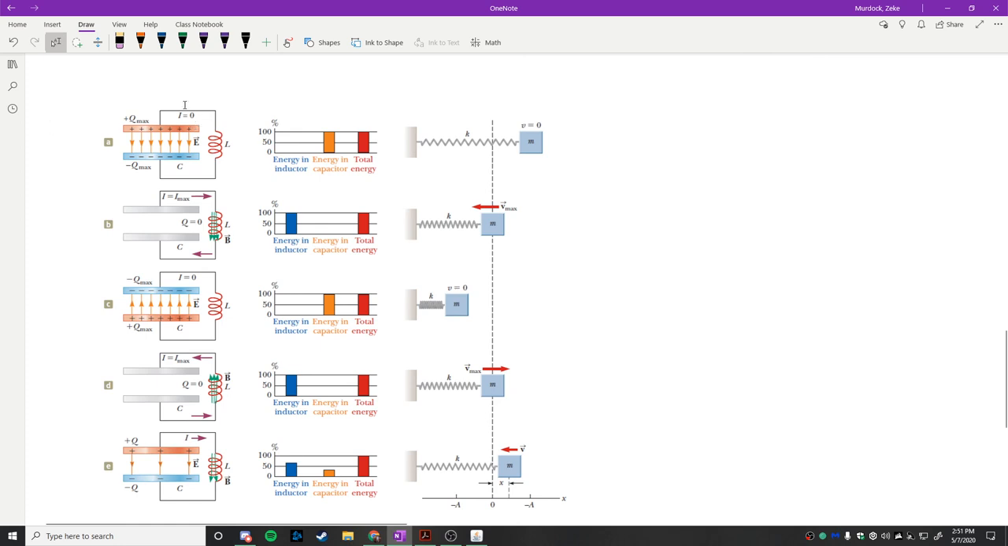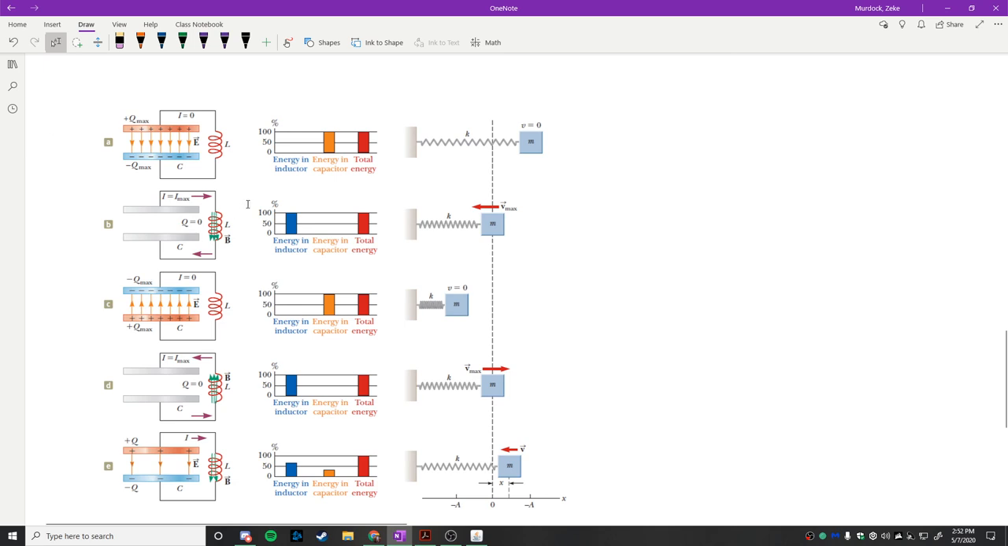At that moment in time, there's no current flowing through the circuit. And over here, we have a bar chart that indicates the amount of energy stored in the inductor, the energy stored in the capacitor, and the total energy. The total energy remains constant. And we start off with all the energy in the capacitor right here. The fact that there's charges stored here causes current to flow this way. At some moment in time, which is about a quarter cycle later, you're going to have all of the energy here stored up in the inductor.